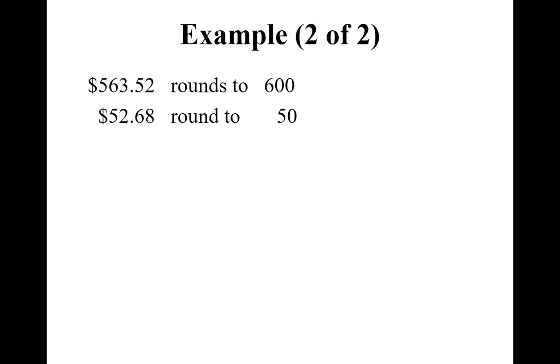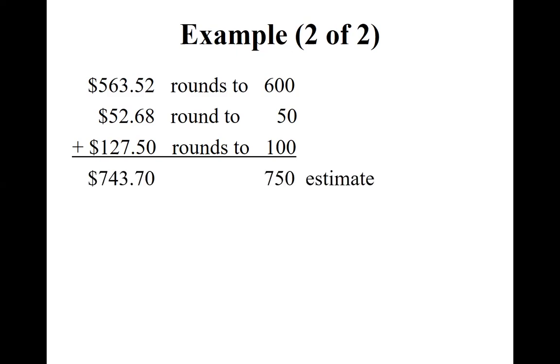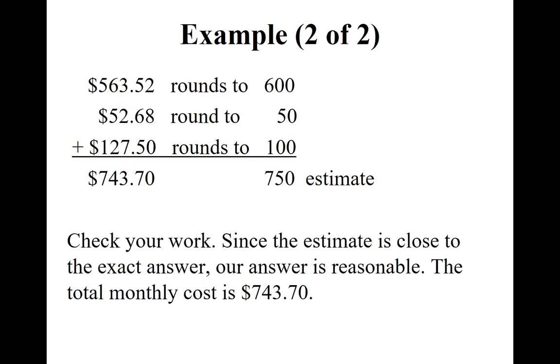$563.52 rounds to 600. $52.68 rounds to 50. $127.50 rounds to 100. That's about 750. And when we actually add, we get $743.70. The estimate is close. This is a reasonable answer. The total monthly cost is $743.70.